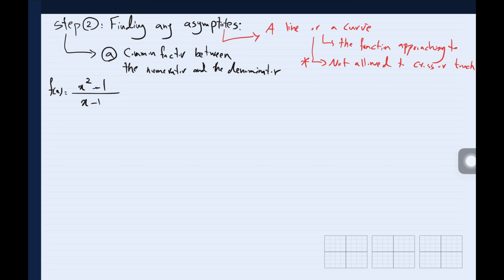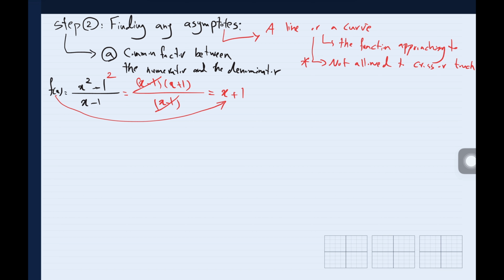If there is any common factor between the numerator and denominator, like we have here, in this case I have x squared minus 1. Then, as you all know, this is x minus 1 multiplied by x plus 1, divided by x minus 1. The common factor will be cancelled out, and then my f of x is going to be x plus 1, which is a linear function.